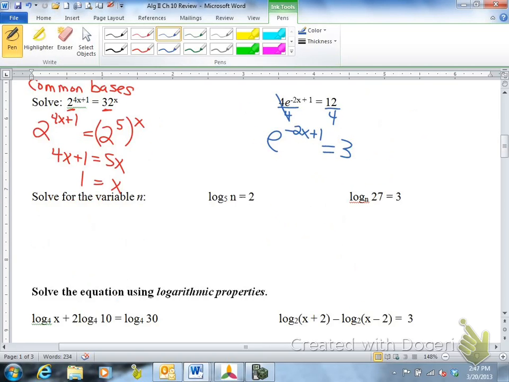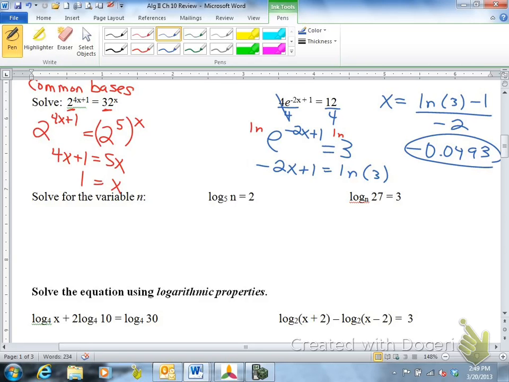At this point, you have to get rid of the e. To get rid of an e, you have to do the inverse operation, the opposite operation, which is ln, natural logarithm. So when you ln both sides, the ln and e cancel. You're left with negative 2x plus 1 equals ln 3. And then you'd subtract 1, divide by negative 2. So you have x equals ln 3, subtract 1, and divide the whole thing by negative 2. And you would get this for an answer from your calculator.